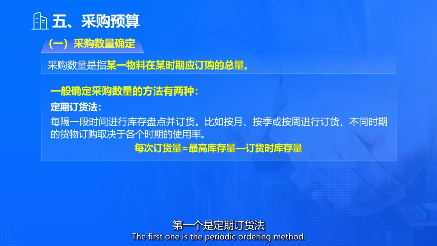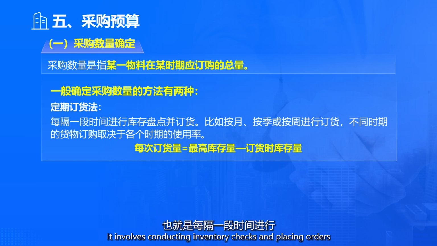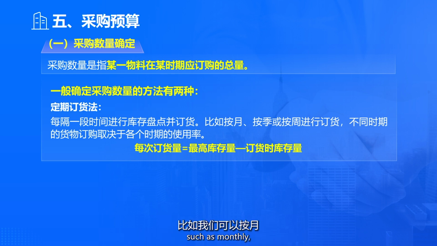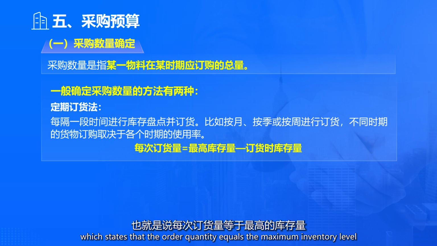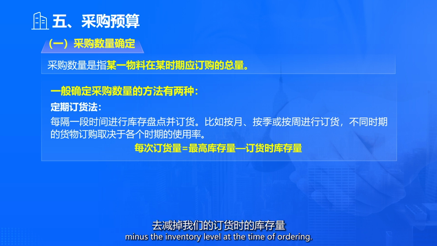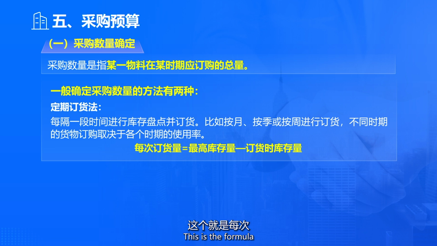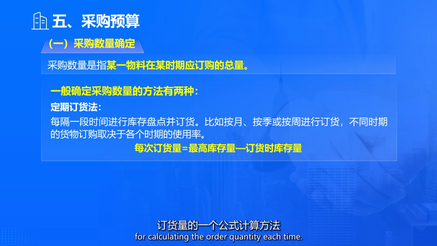The first one is the periodic ordering method. What is the periodic ordering method? It involves conducting inventory checks and placing orders at regular intervals, such as monthly, quarterly, or weekly, for goods in different periods. Ordering depends on what? The usage rate in each period. Here, we have a formula, which states that the order quantity equals the maximum inventory level minus the inventory level at the time of ordering. This is the formula for calculating the order quantity each time.